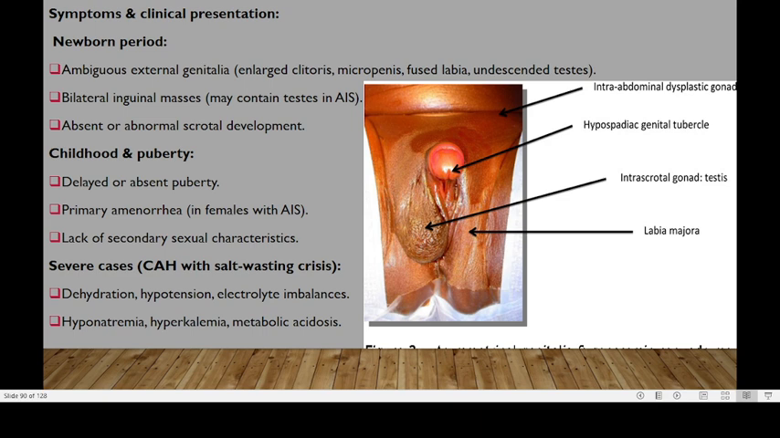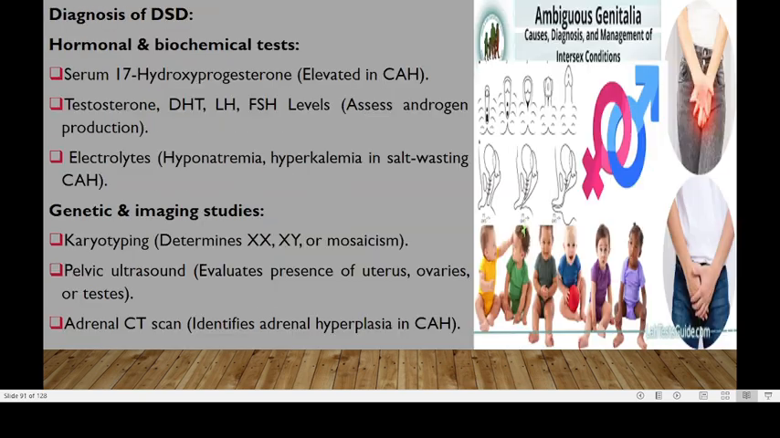Notice the ambiguous genitalia. We have intersex gonadal testes, labia majora, hypospadias, genital tubercle, and then intra-abdominal dysplastic gonads. It is ambiguous genitalia. So how frequent is ambiguous genitalia in your facility? Please share with us. We also want to understand how prevalent this condition is, especially for those who are working in the labor department, right? Maternity units, labor sections.